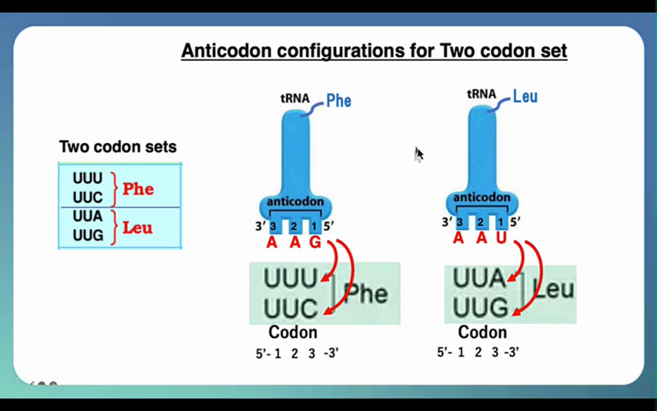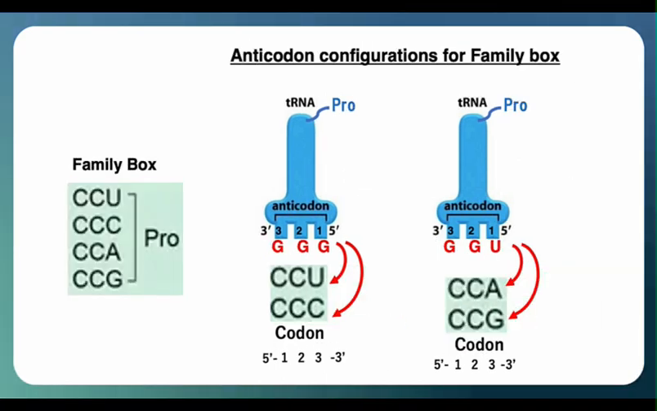The transfer RNA with the anticodon UAA has leucine attached to it. So, the codons that can form stable hydrogen bonds with this anticodon are UUA and UUG. Since the leucine transfer RNA can stably bind to the UUA and UUG codons, both UUA and UUG are leucine codons. The transfer RNA with the anticodon GGG has proline attached to it.